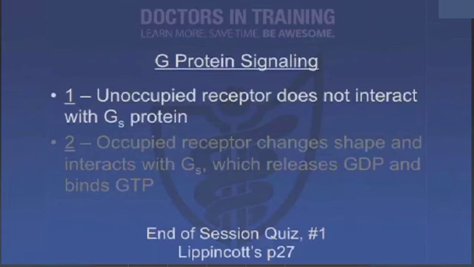Alright, it's time for our in-session quiz. Let's get started. Put the following steps of G protein signaling in chronological order. Well, the first thing that happens is unoccupied receptor does not interact with GS protein.